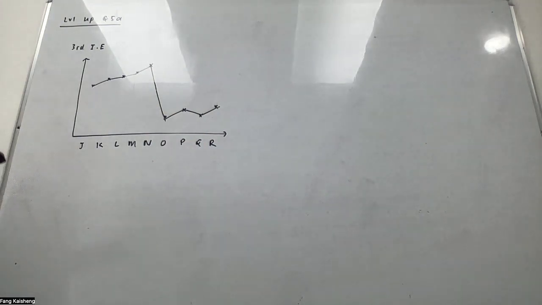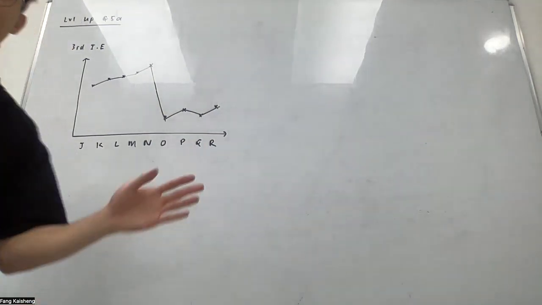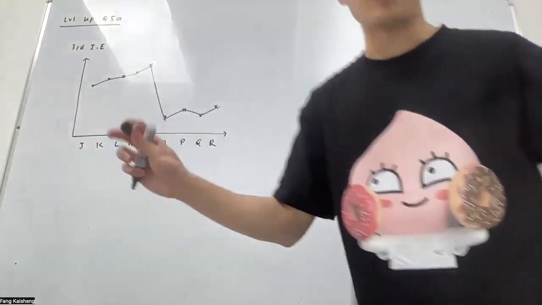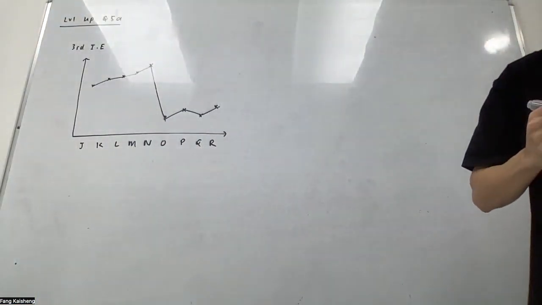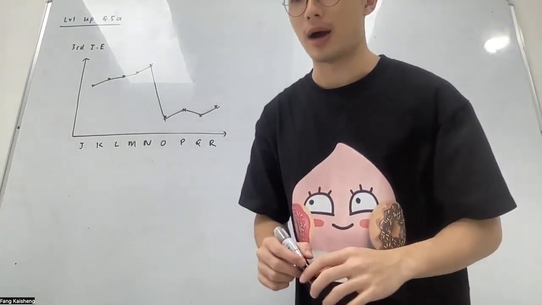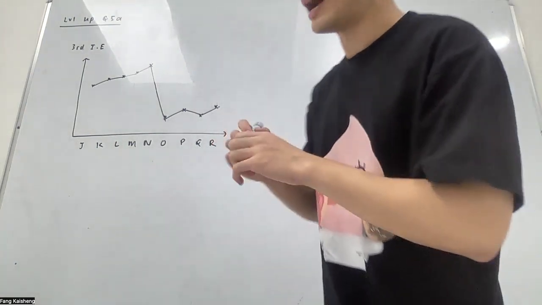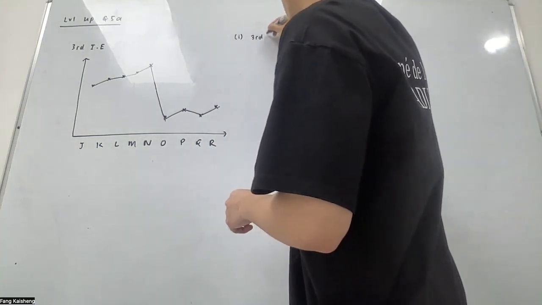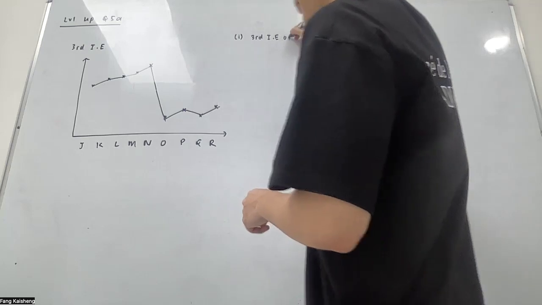I've converted it into a line graph like that, because the bar chart takes a while for me to draw. It's the same thing, right? Now, let's answer the first question. I think the first question is a free giveaway mark. What's the equation for the third IE? You see how the question has now changed already. Third IE of J.